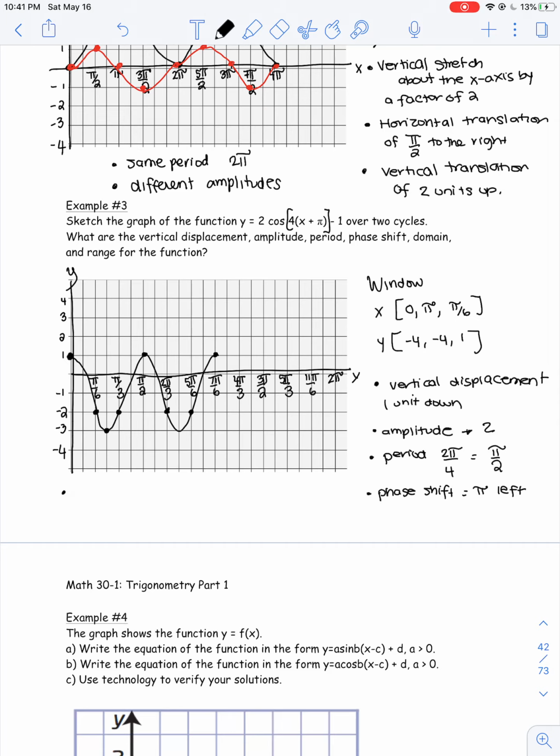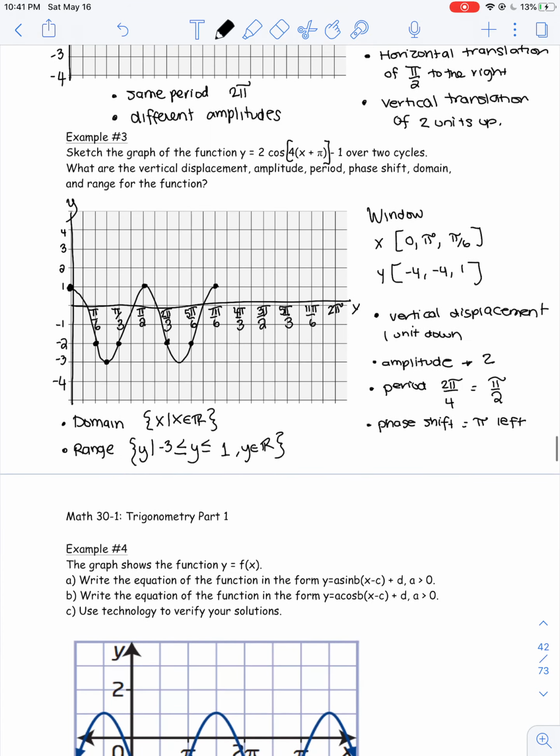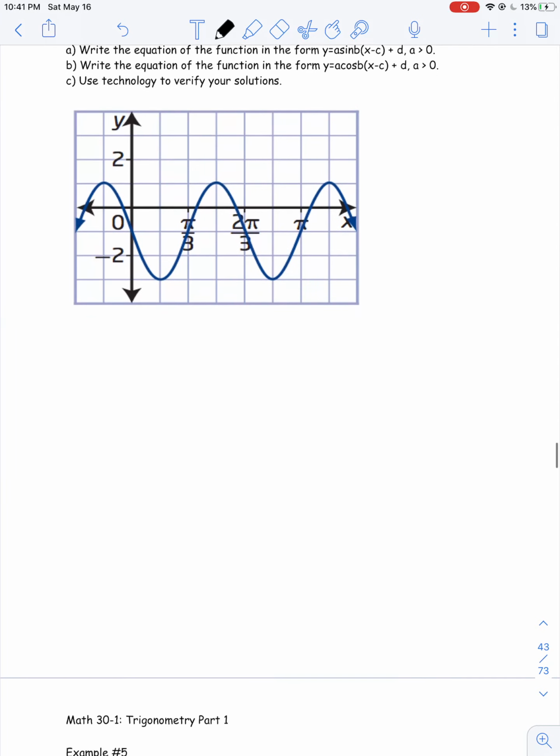Then they're asking for the domain and range. The domain is still going to be x such that x is an element of real numbers, because it does continue left or right forever, and our range is going to go from -3 to +1. Okay, so that's all the information that they were looking for: vertical displacement, amplitude, period, phase shift, domain, and range for this function. So that's example number 3.